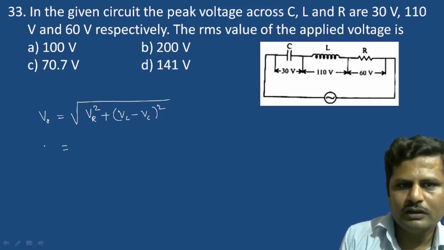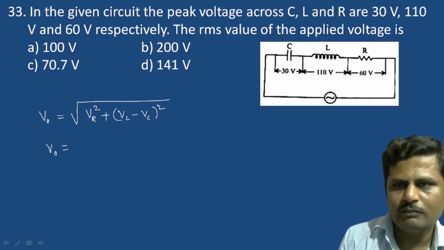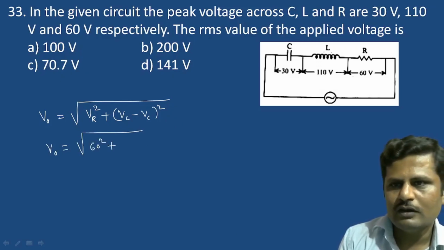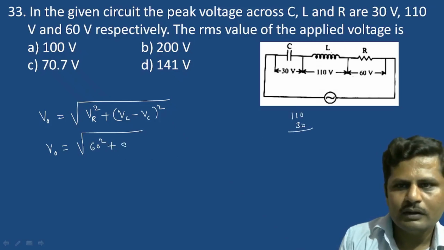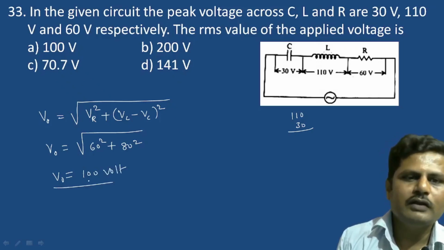Now on substituting the values, you can refer to the diagram. Here across the resistance, how much voltage do we have, that is 60 square plus VL minus VC. VL is 110 and VC is 30, so therefore it will become 80 square. So therefore V naught is equal to root of 36, 64, 100. So therefore we can get V naught equals 100 volt.